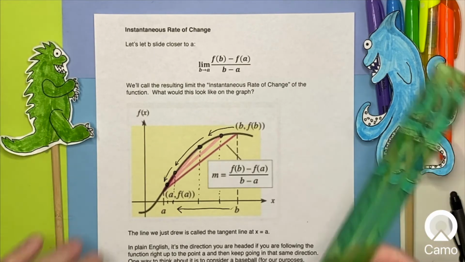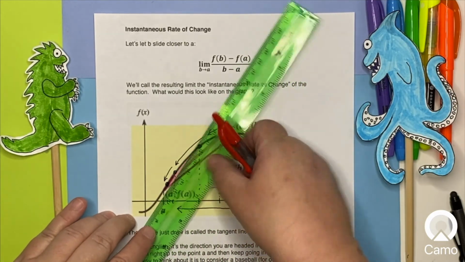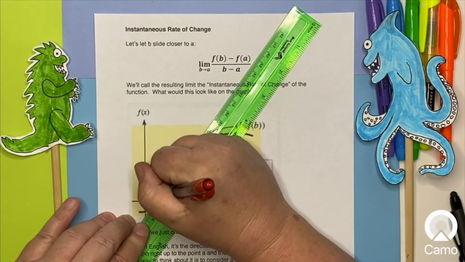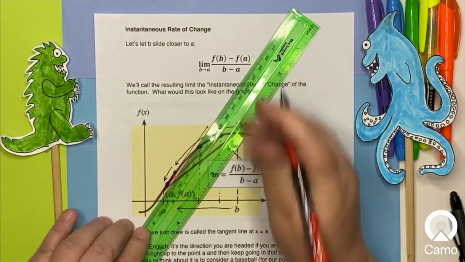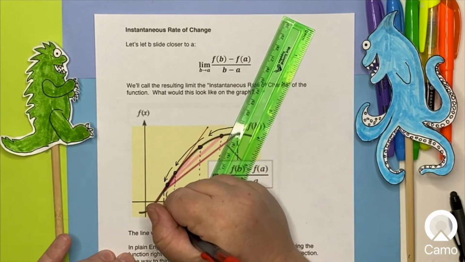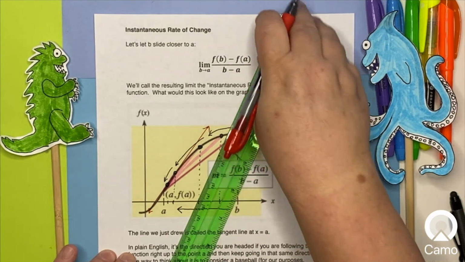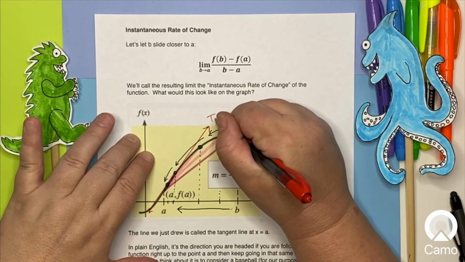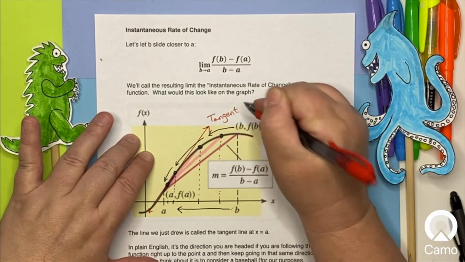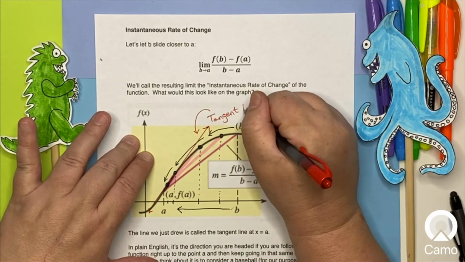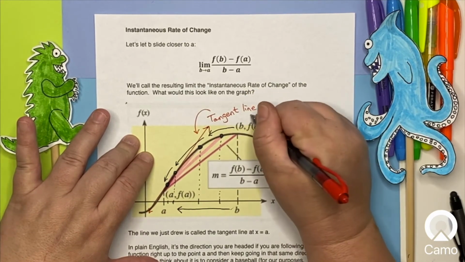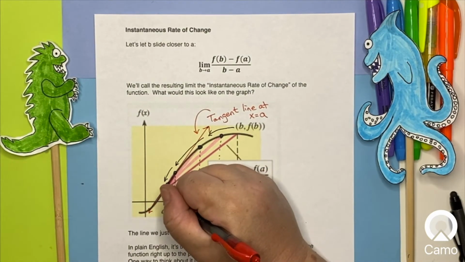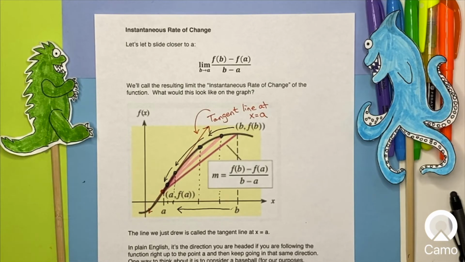This is going to take a ruler. It's not the easiest thing in the world. It's an estimate. But I get a line that looks a little bit like this. So this is as close as I can get to the tangent line.